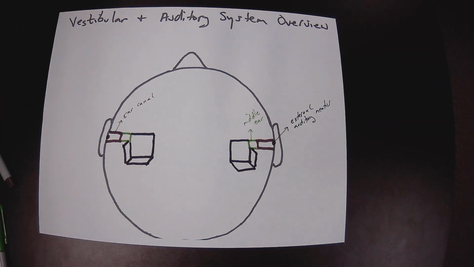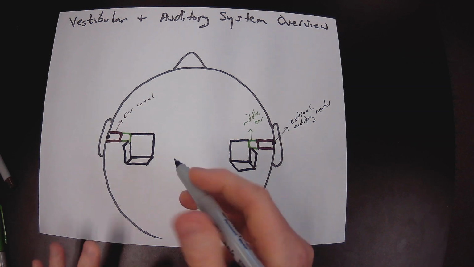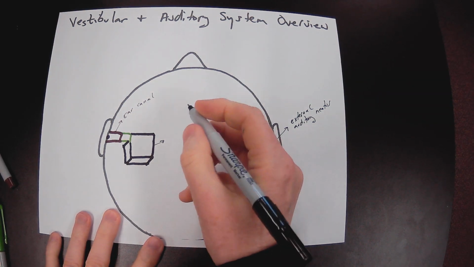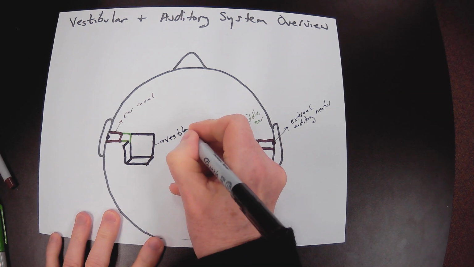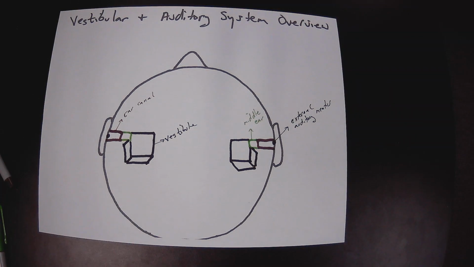And it has a name. Like I said, it's made out of bone, and it is called the vestibule. Vestibule. That's your vestibule. Vestibule is part of the vestibular system, made of bone.